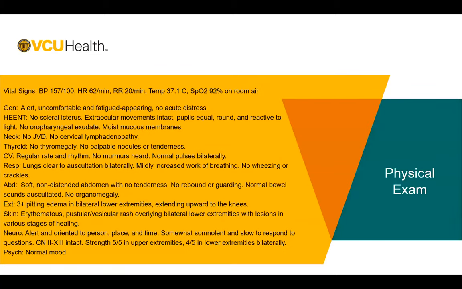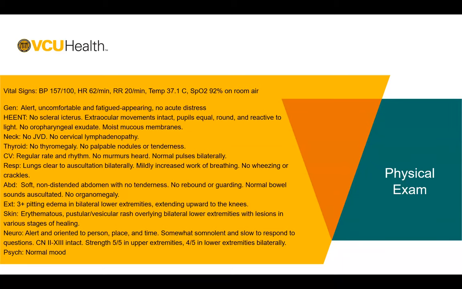As far as his physical exam, I'll highlight some relevant findings here. His blood pressure was elevated at 157 over 100, but otherwise his vitals were relatively normal. He was uncomfortable and fatigued appearing, but not in apparent distress. He had a normal HEENT exam, a normal neck and thyroid exam, normal cardiac exam, and then just mildly increased work of breathing on his respiratory exam, but no wheezing or crackles. His abdominal exam was largely normal.